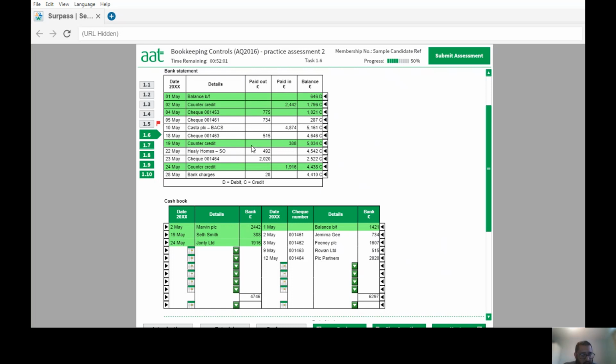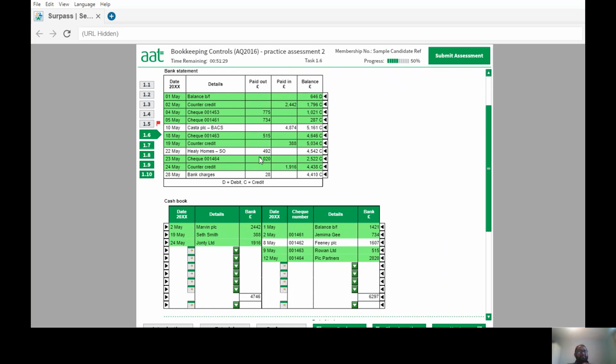You can do numerical way, like one by one, but this way you have kind of a discipline of doing one side first and then you narrow it down to the other side and you work that other side out. So here 734 pounds for Jemima G, that is there. 515 pounds, it's also there. 492, it is not there. 2020, it's there, so we can record that as well. And the last one is the bank charge, is also not here.